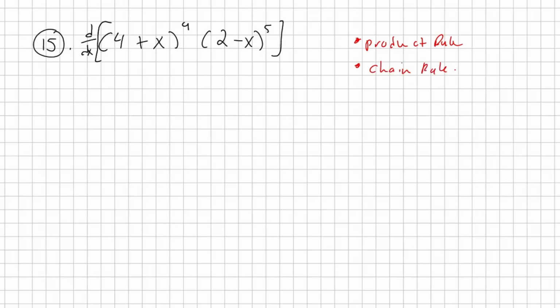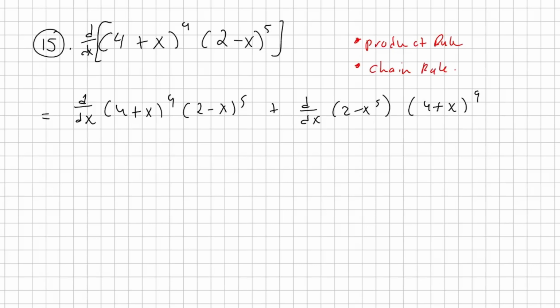So what I'm going to do is rewrite this as the derivative of (4 plus x) to the 9 multiplied by (2 minus x) to the 5th, plus the derivative of (2 minus x) to the 5th multiplied by (4 plus x) to the 9th. The places where we are going to need to use the chain rule are basically here and here, when we're taking these individual derivatives. So let's do that.